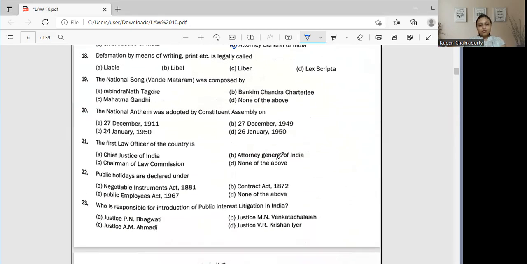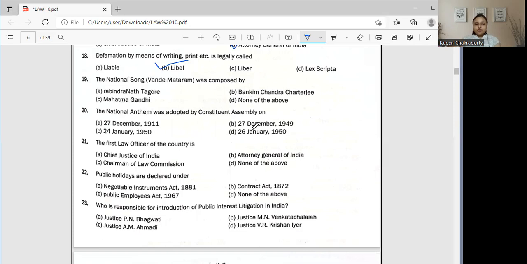Moving to the next question, question number 18. Defamation by means of writing, print, etc. is legally called libel, libel, liber, lex scripta. So this, I think we all know defamation. If you're not aware of the term defamation or what does it talk about, do refer to the video that has been made and you will get to know the answer. It's libel. Option number B, that is libel.